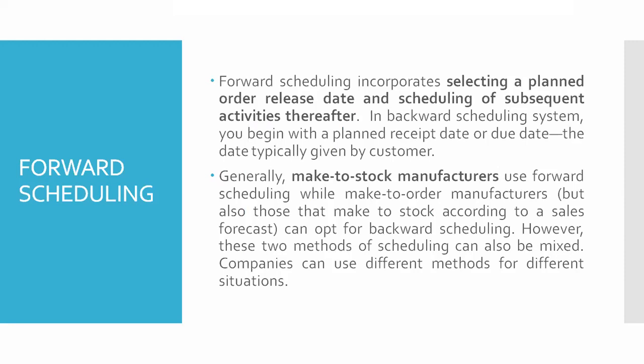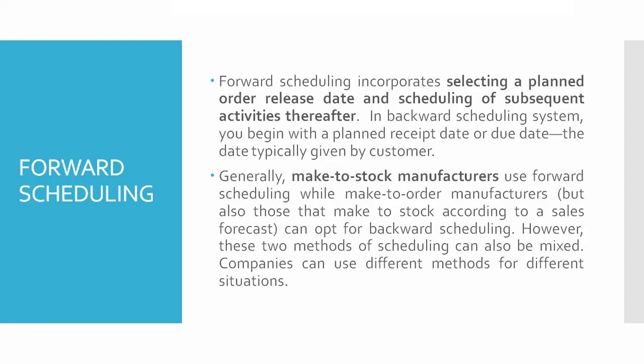Forward scheduling incorporates selecting a planned order release date and scheduling of subsequent activity thereafter. Okay, forward scheduling is one type of scheduling. What it will do is incorporate the selection of a planned order release. Like we have planned the manufacturing of a particular product, so you can select or incorporate the policies that will be applied and scheduled for subsequent activity thereafter.